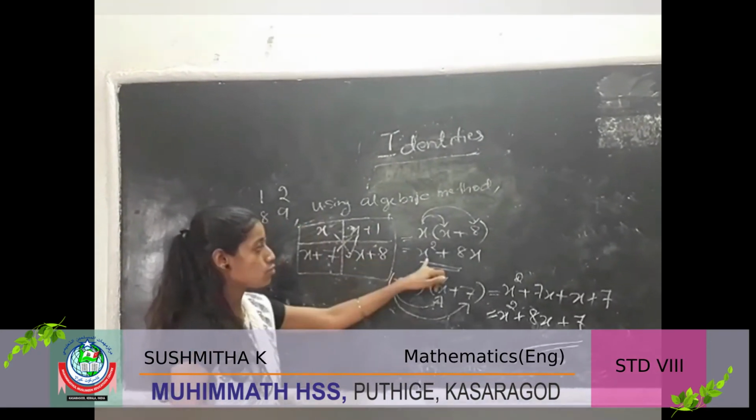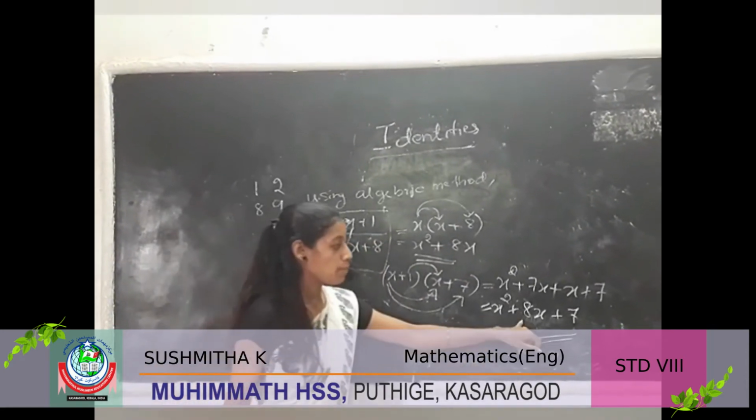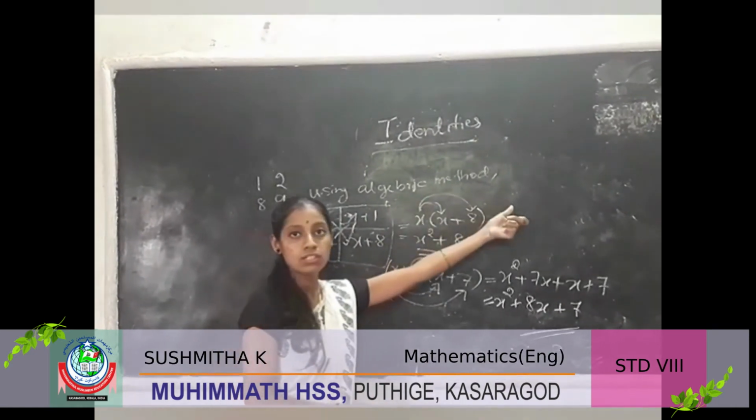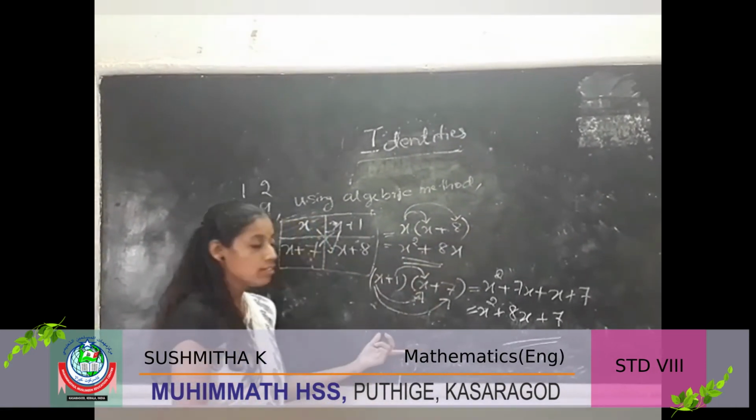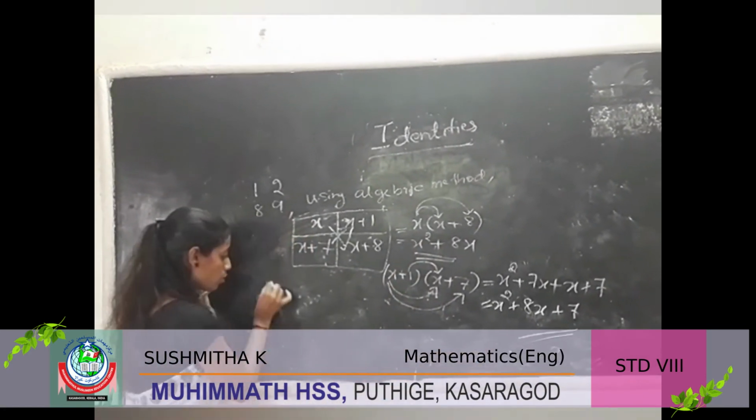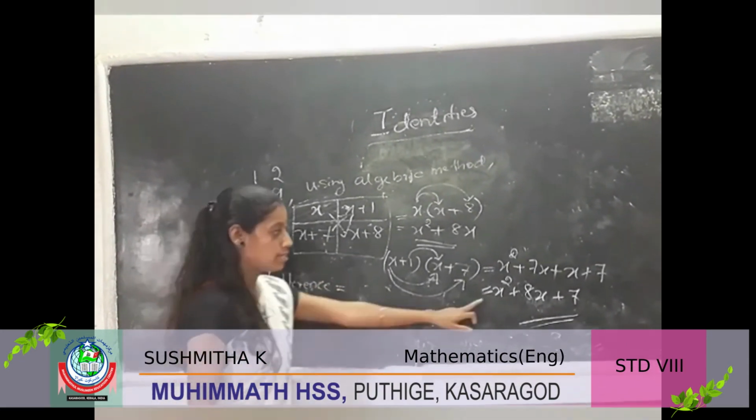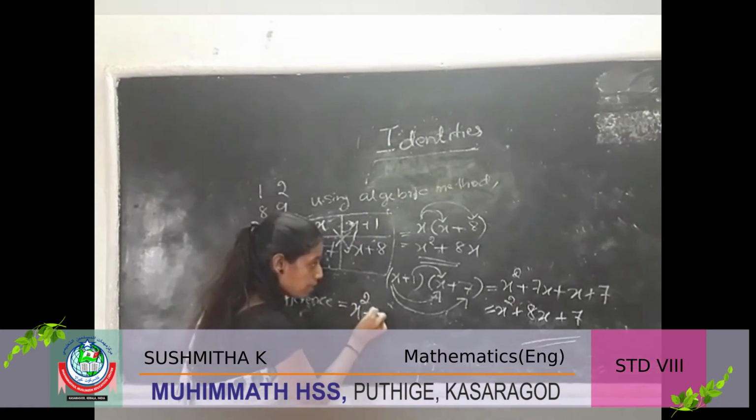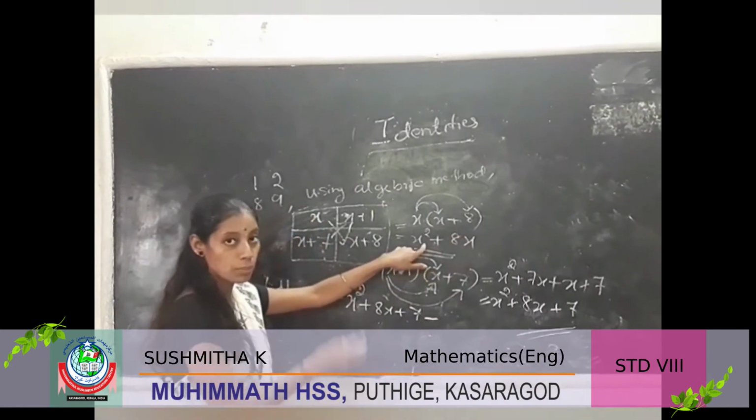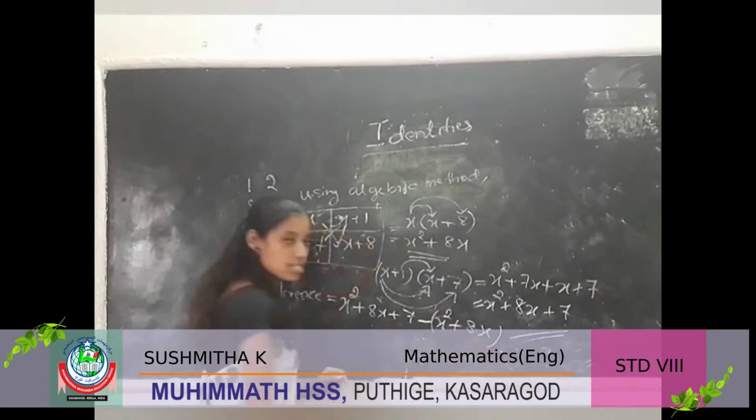The diagonal product of the first one is x square plus 8x. The diagonal product of the second one is x square plus 8x plus 7. Then what is the next step? The difference of these diagonal products, isn't it? So the difference is equal to the second number, x square plus 8x plus 7, minus the product of the first, which is x square plus 8x.